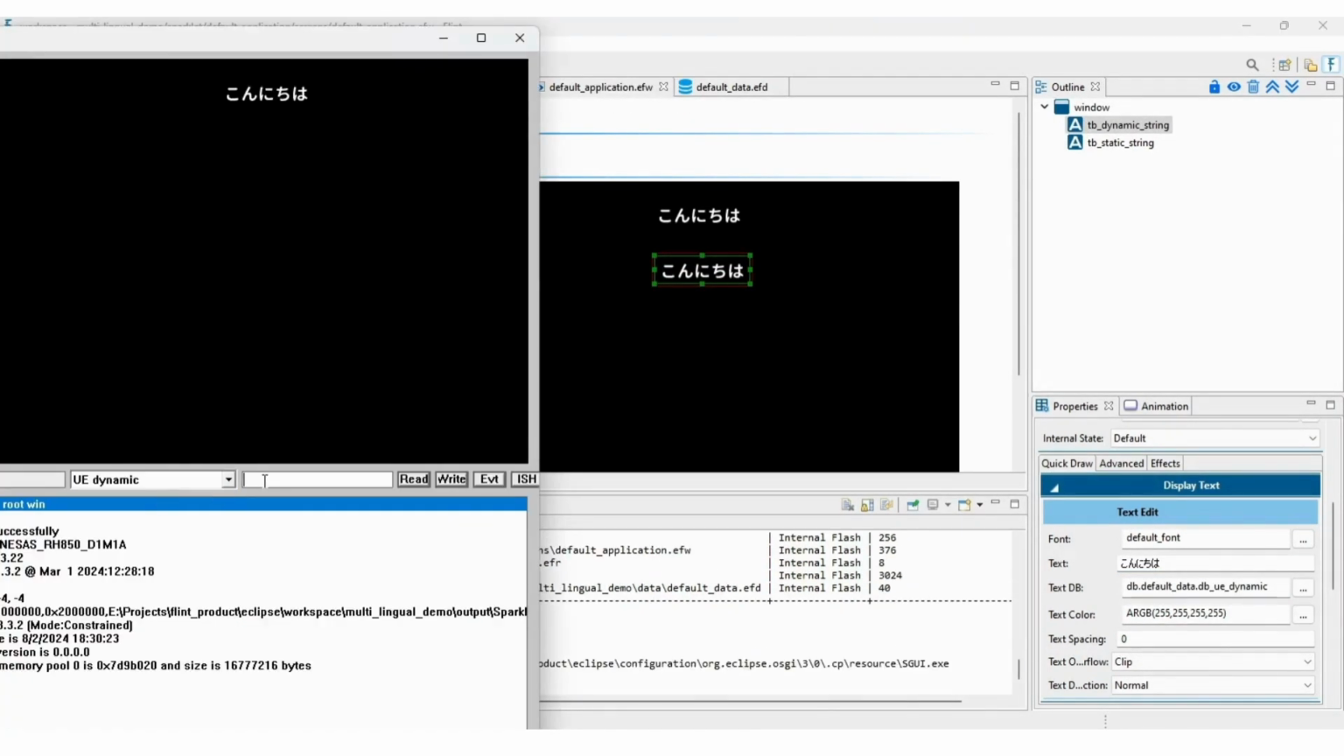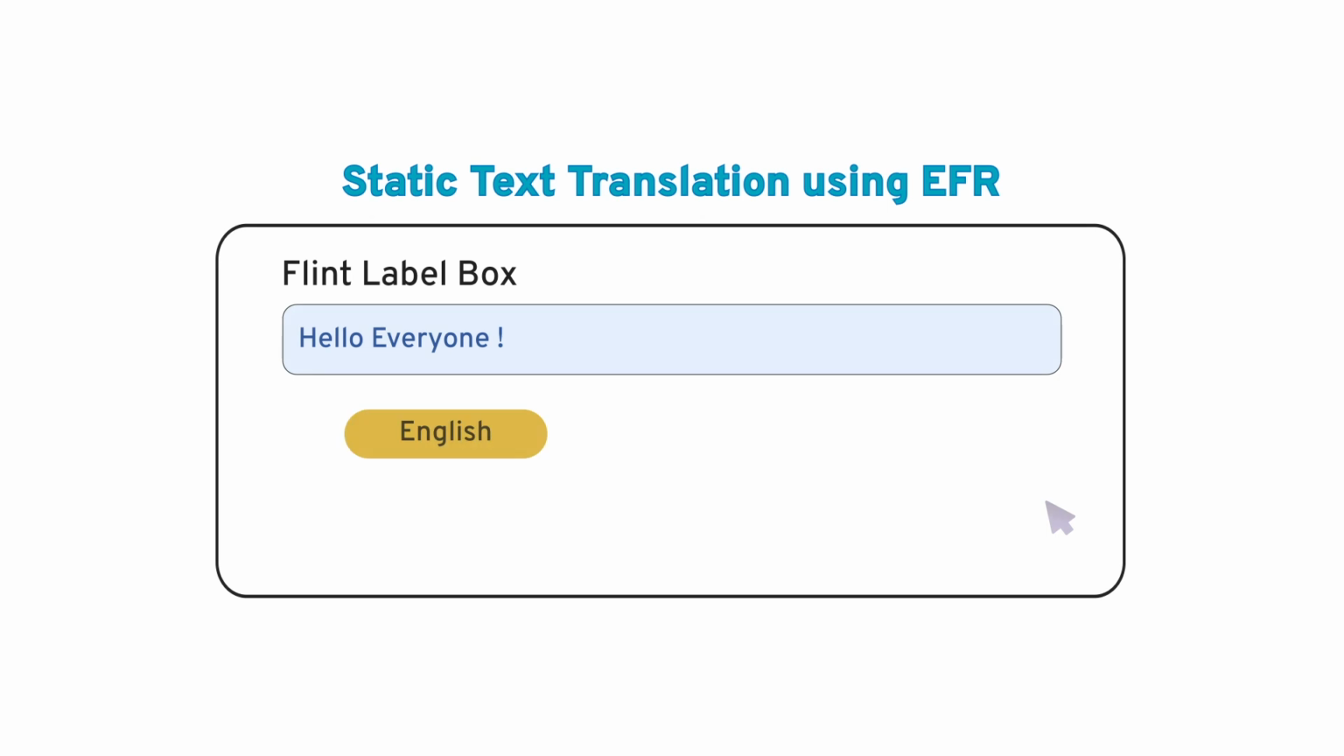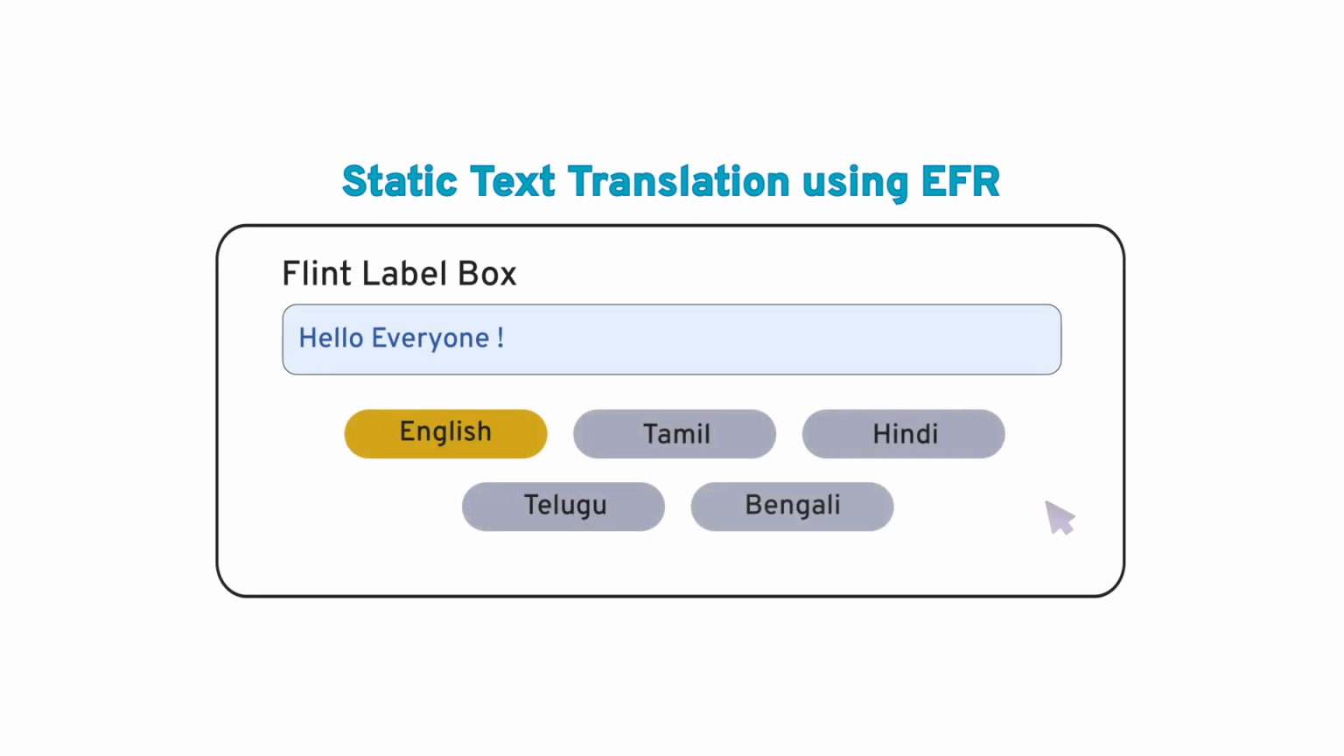As you can see, giving different Unicode inputs, we can see the output in those languages. Flint also supports the EFR file format that serves as the translation file for storing pre-translated texts in multiple languages. Let us see how to create a table of texts with their translation and use them.